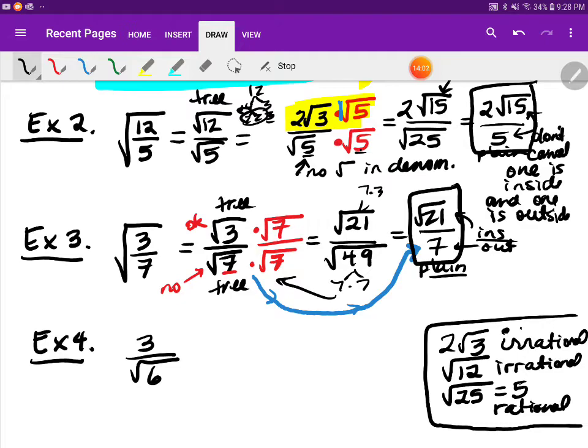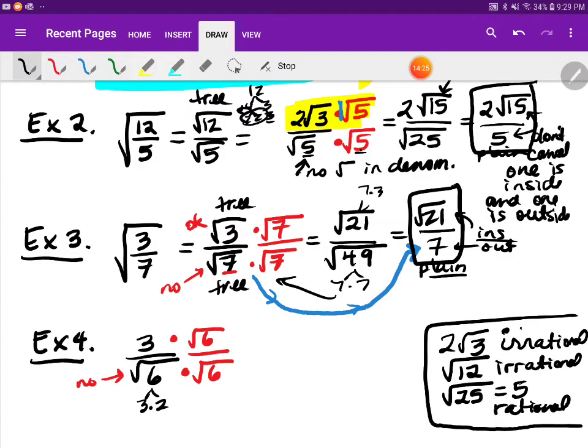Okay, so example number 4, 3 over radical 6. Now this one's already split apart. Try to make a tree, 3 and 2, but nobody comes out. So I'm going to go right for the problem. I'm not supposed to have a radical in the denominator. Multiply by which radical? Radical 6. So I multiply by radical 6.